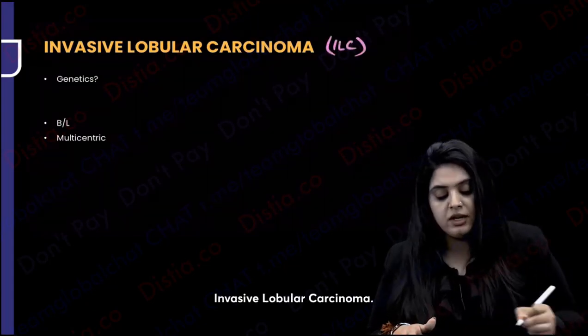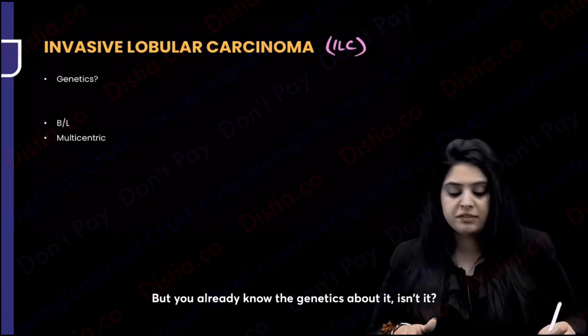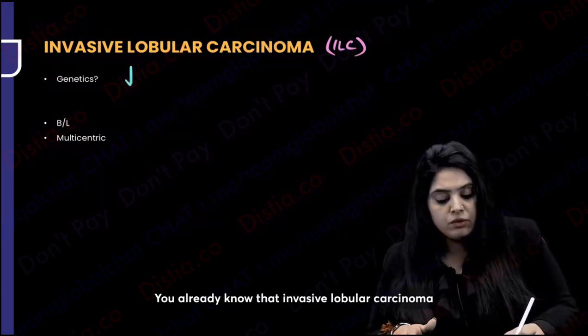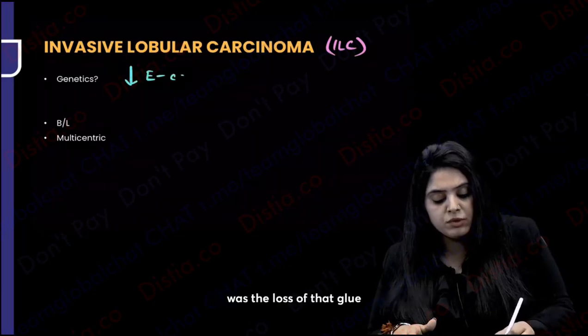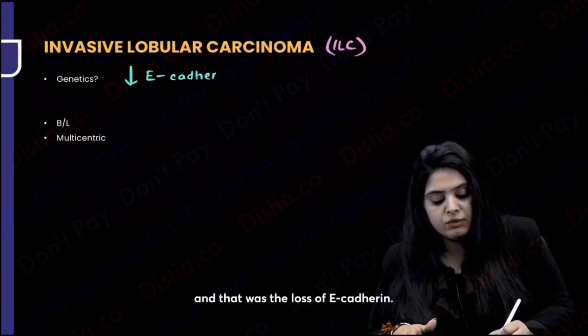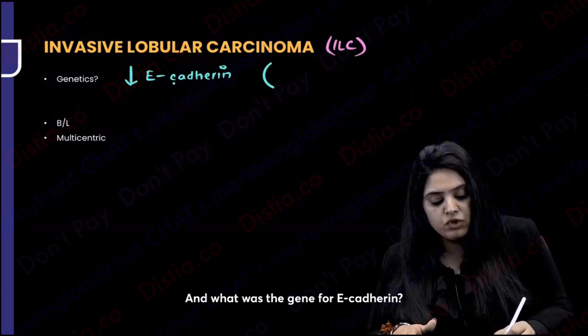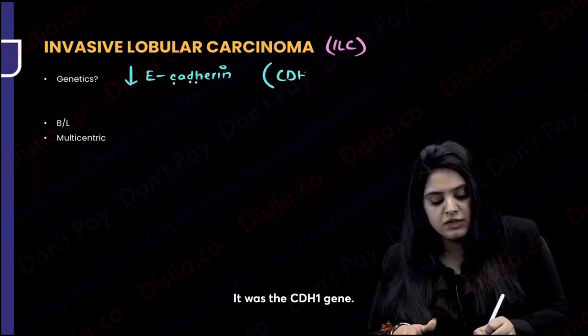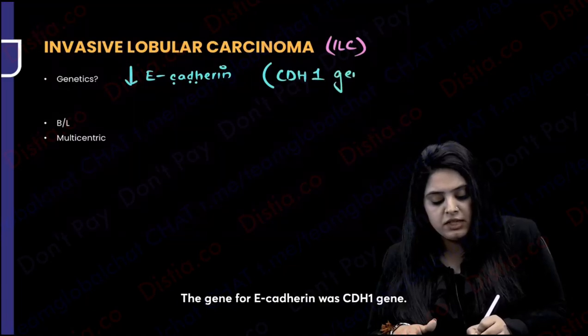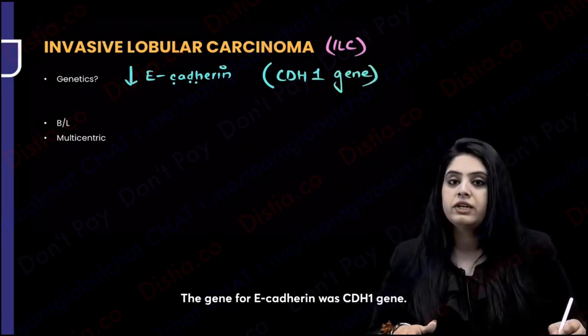Invasive lobular carcinoma. But you already know the genetics about it, isn't it? You already know that invasive lobular carcinoma was the loss of that glue, and that was the loss of E-cadherin. And what was the gene for E-cadherin? It was the CDH1 gene. The gene for E-cadherin was the CDH1 gene.